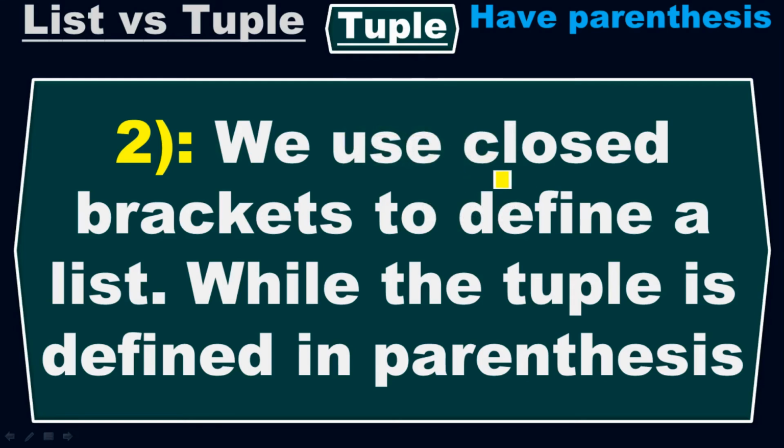This is the difference look-wise. When you look at the list, it is included inside the brackets. All the elements of the list are included inside the brackets. But when it comes to the tuple, tuple is defined in parentheses. Whatever elements you use inside the tuple, whether it is a number or a string, it is defined inside the parentheses.